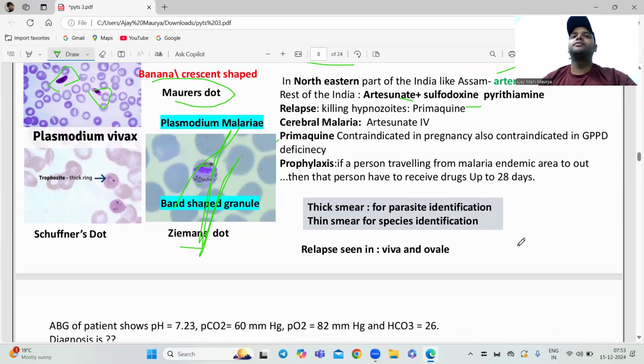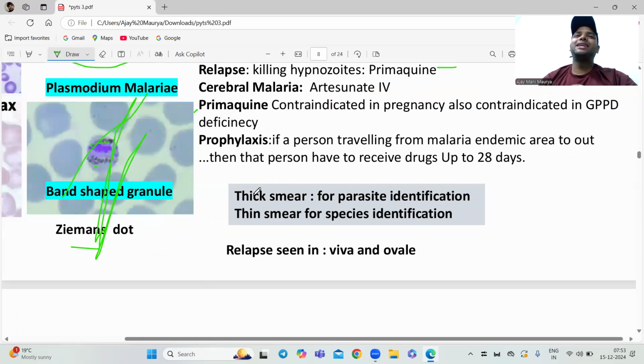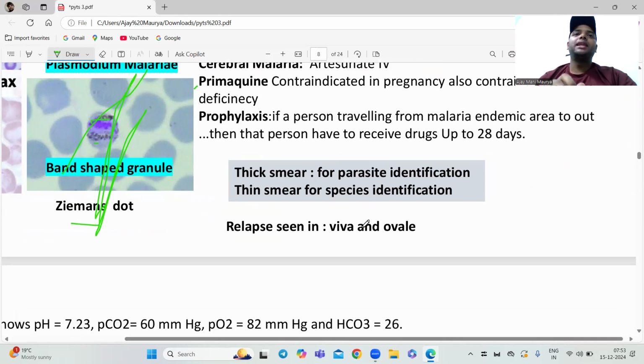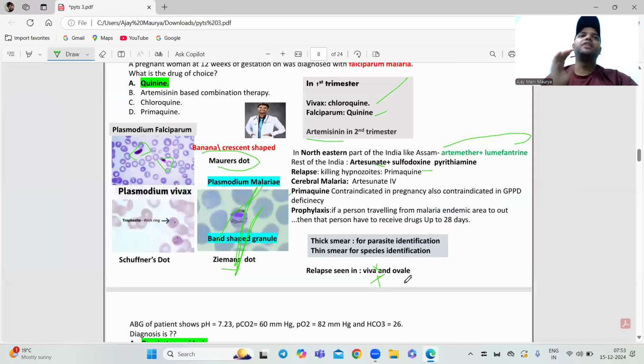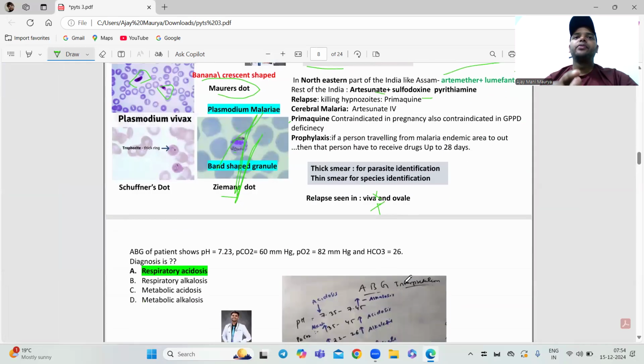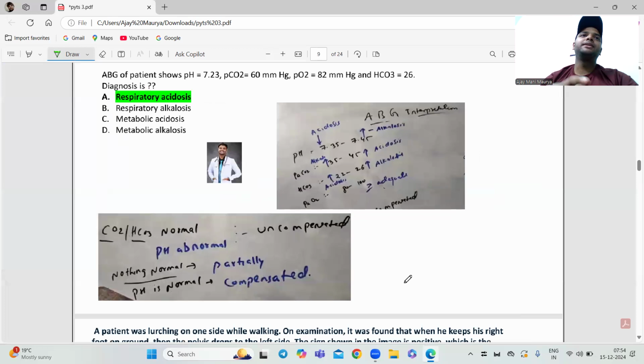See here, guys, we have in total 2 tests, thick and thin smear. The thick smear you do for parasite identification. Okay, now the thin smear you do for species identification. Okay, now malaria relapse we will see in Plasmodium vivax and Plasmodium ovale. Which are very important, guys. Please remember. Next one, guys, is ABG.